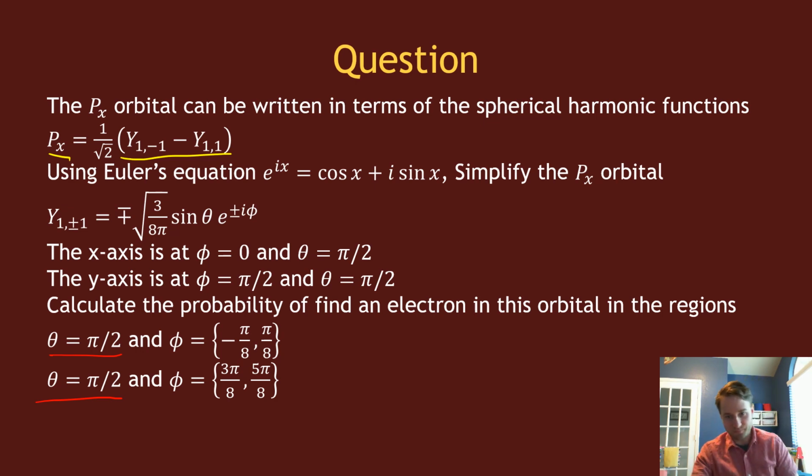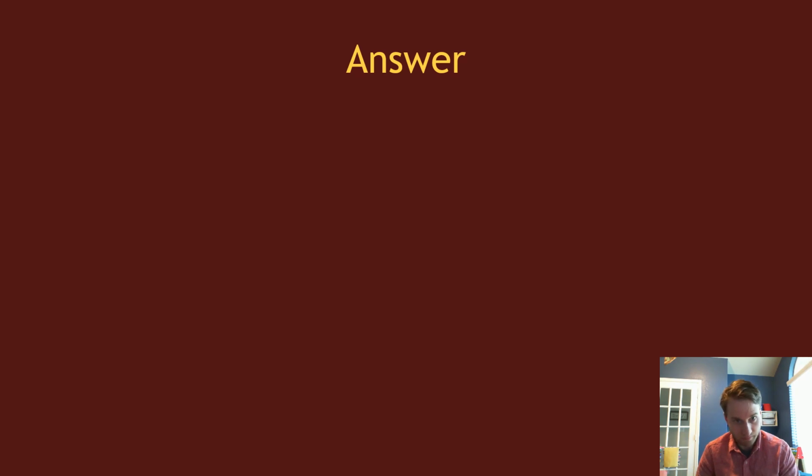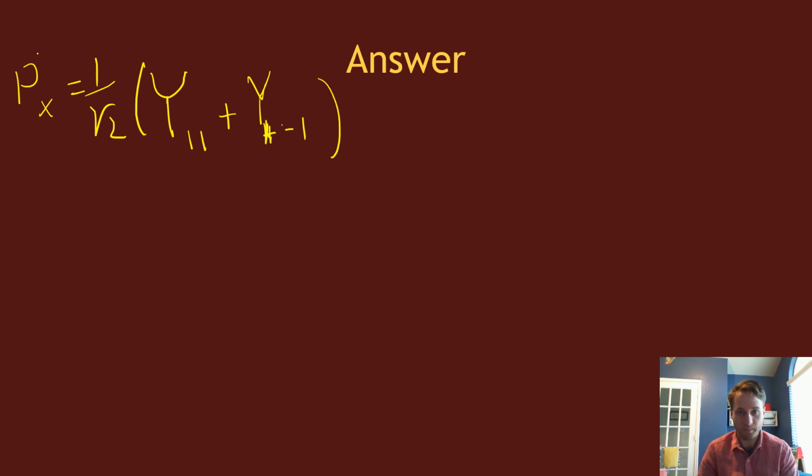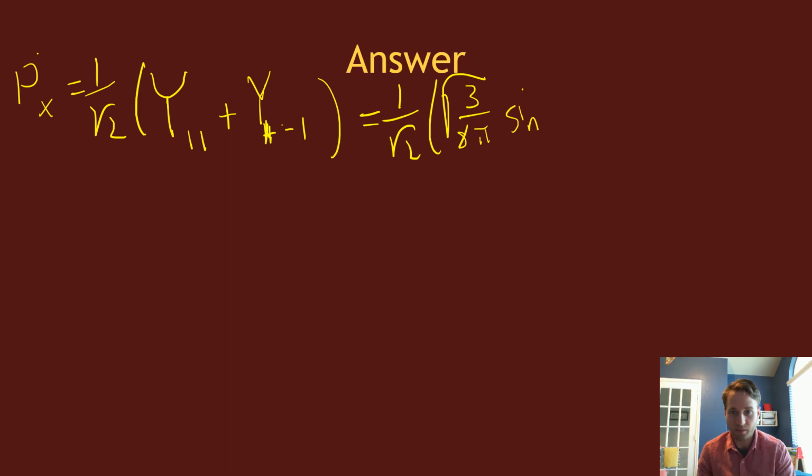So px is equal to 1 over the square root of 2 of psi, not y, sorry, of Y 1 1 plus Y 1 minus 1. Which ends up being 1 over the square root of 2 of the square root of 3 over 8 pi sine theta e to minus i phi plus square root of 3 over 8 pi sine theta e to the positive i phi.